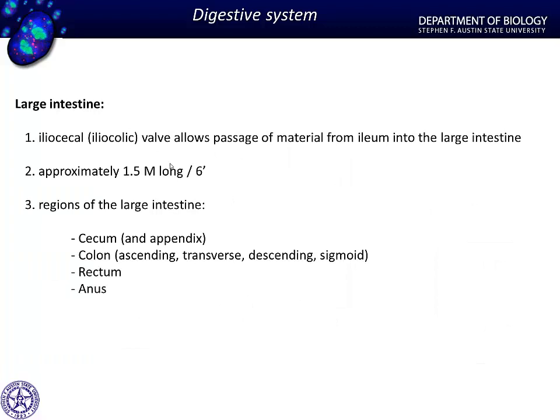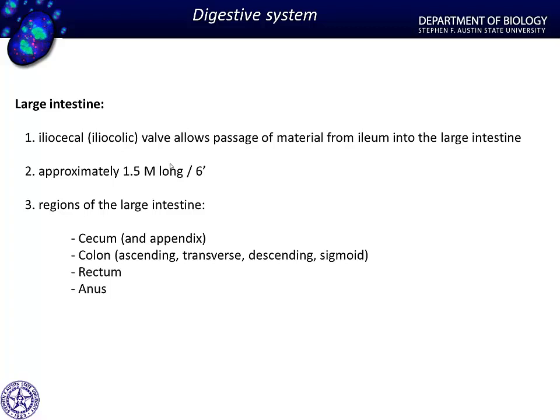Now, the small intestine brings us to another sphincter, and this is going to regulate the passage of the material from the small to the large intestine. So this is called the ileocecal or the ileocolic valve. And once we pass this sphincter, now we're in the large intestine, which is going to be approximately 6 feet long. So we usually say the intestinal tract is about 30 feet in the average human.